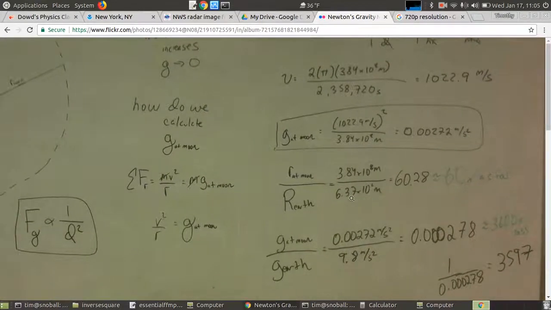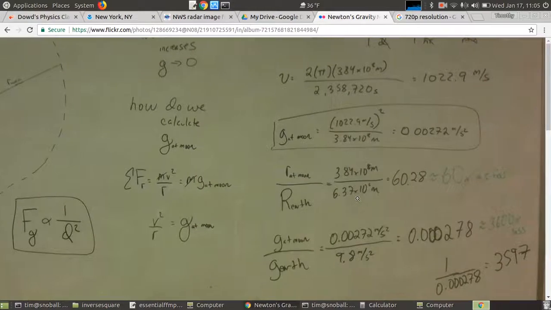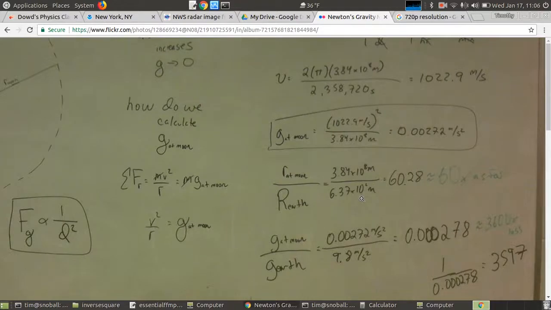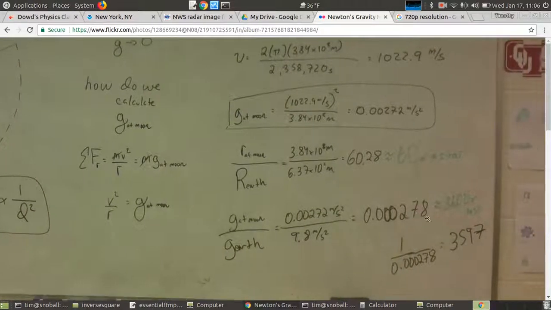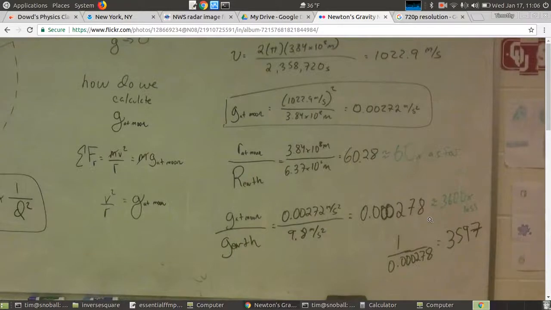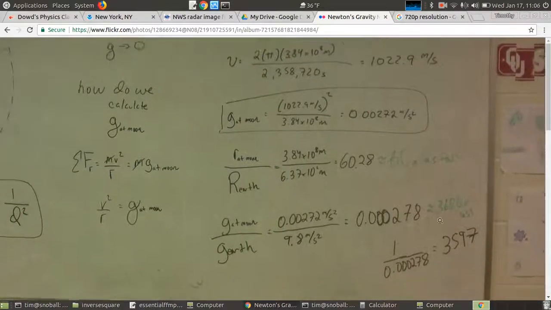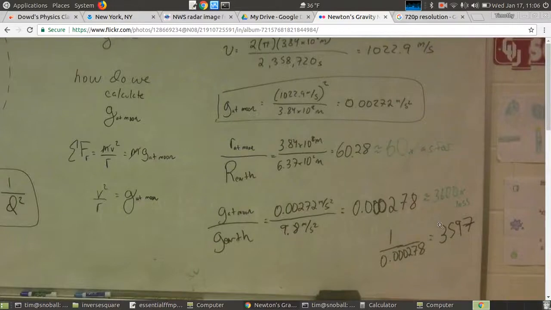And what he knew was that if you were standing on the surface of the Earth, your distance from the center is 60 times smaller than the distance of the moon from the center. The moon is 60 times farther away from Earth than you are. But if you divide this 0.00272 meters per second squared by the 9.8 meters per second squared you're experiencing as the acceleration of gravity, you see that it's about 3,600 times smaller. What relationship do 60 and 3,600 have? 3,600 is the square of 60.